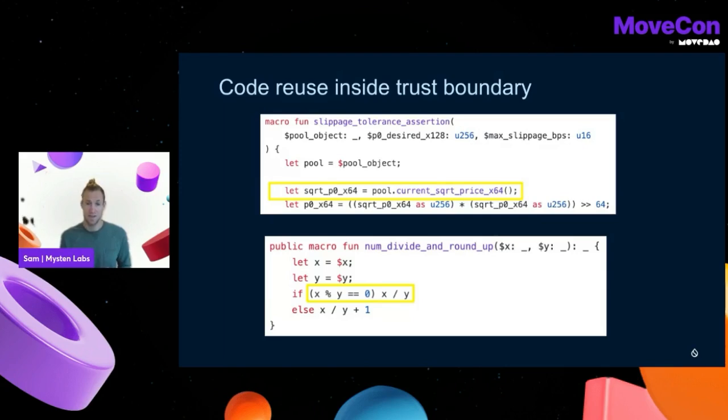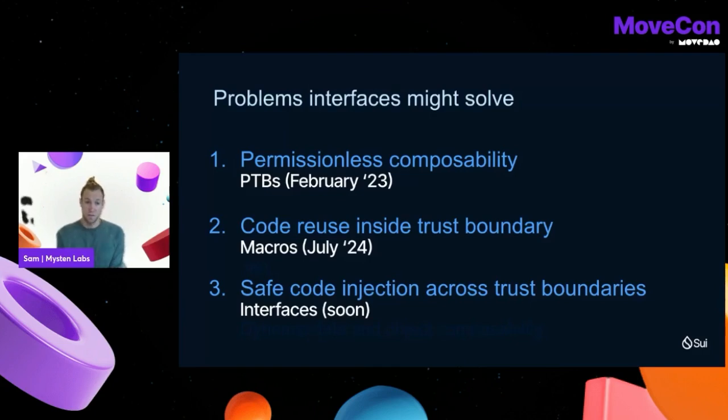Very similarly, in the new math libraries in the Sui framework, we take an x and y, we're using this type hole feature, and then we're saying, any x and y that support the mod operation and the division operation, I'm just going to write logic that's generic over those. Here too, this is using mod and division as interfaces, and it lets me do code reuse inside a trust boundary across anything that implements these operations. So I think we've solved this permissionless composability use case. PTBs have been around since February '23. Now with macros, we've solved code reuse inside the trust boundary.